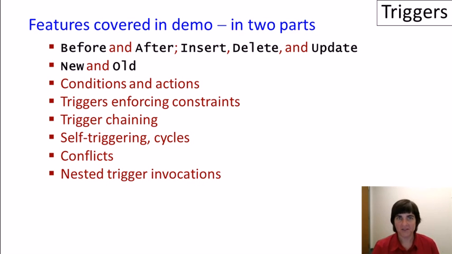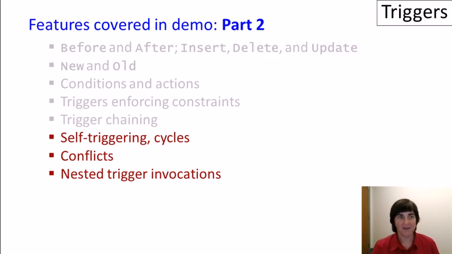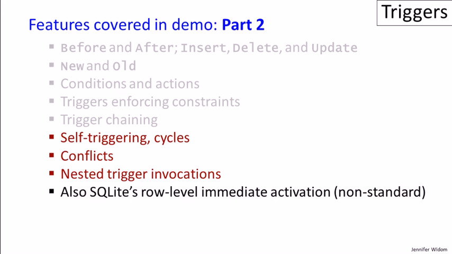Overall, here's the long list of features that are being covered in our two-part demo. We covered the first 5 features in part 1. So in part 2, we'll be talking about self-triggering triggers. We'll be talking about triggers that have cyclic behavior, conflicts, that means when we have multiple triggers triggered at the same time, and finally nested trigger invocations when the action part of a trigger triggers additional triggers. And finally, we'll also add to the demo a demonstration of SQLite's row-level immediate activation.